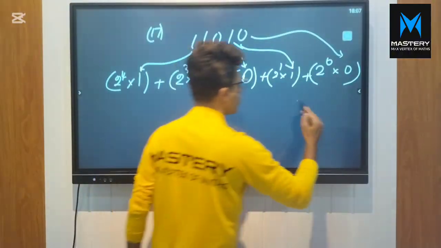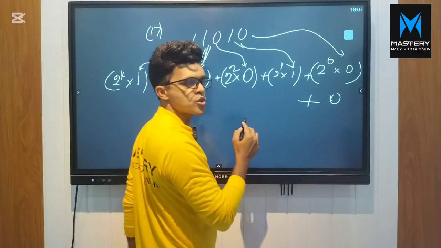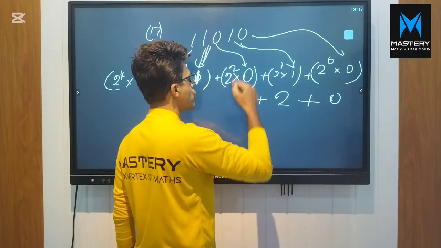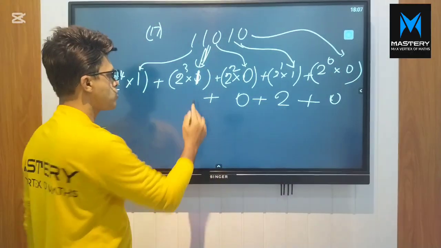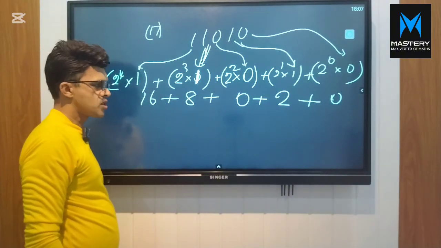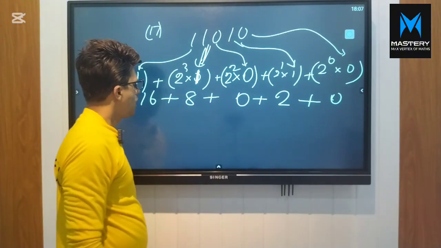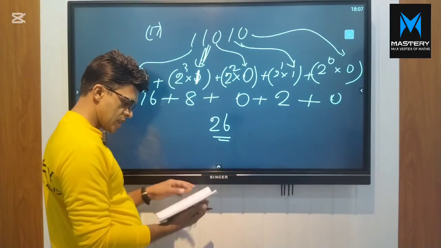So 2 to the power 0 is 1, 1 times 0 is 0. 2 to the power 1 is 2, 2 times 1 is 2. 2 to the power 2 is 4, 4 times 0 is 0. 2 to the power 3 is 8, 8 times 1 is 8. 2 to the power 4 is 16, 16 times 1 is 16. 16 plus 8 is 24, plus 2 is 26. This is the answer. 26 is the answer.